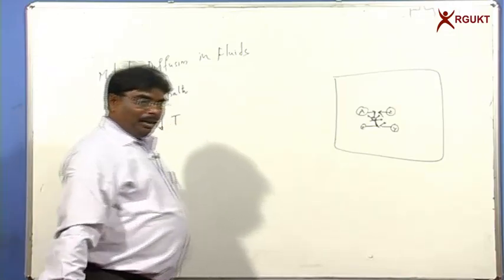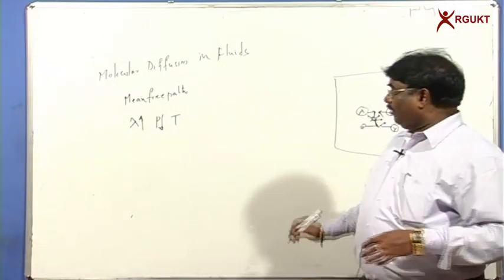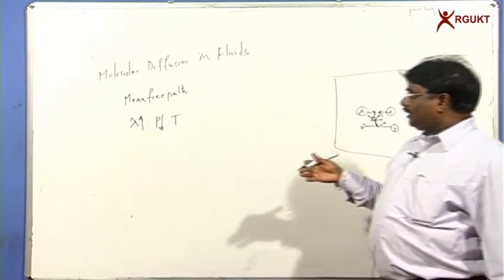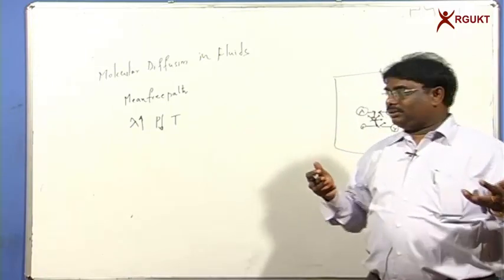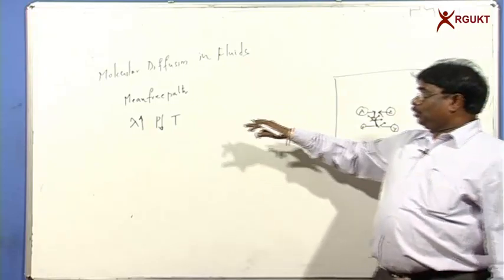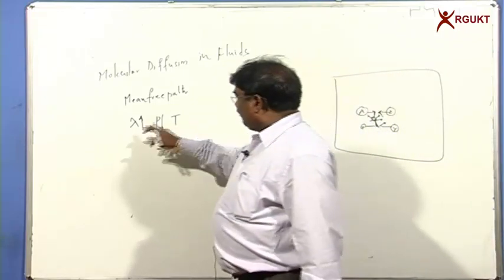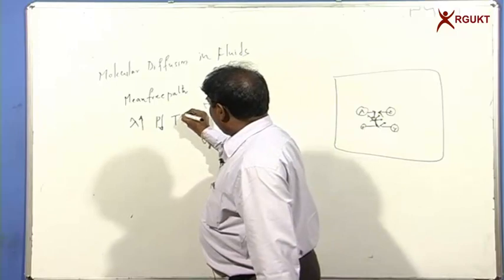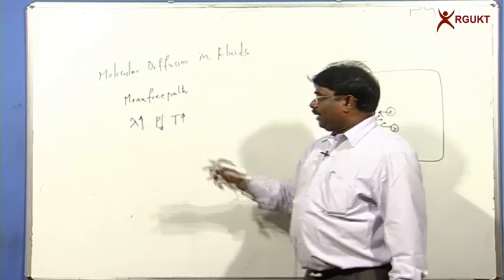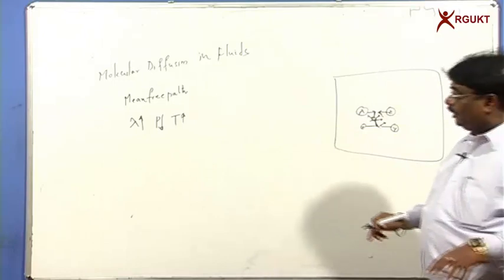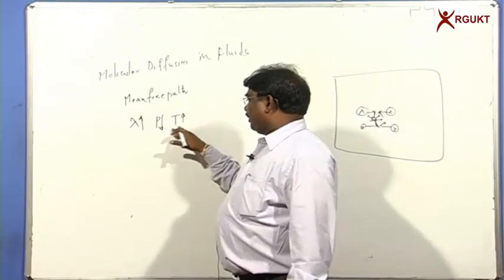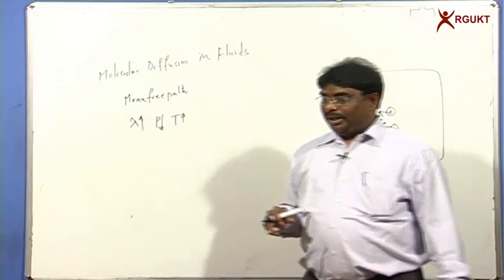And at the same time, when you increase the temperature, then what will happen? The translational kinetic energy is going to increase. The molecules are going to travel a longer distance before the collision takes place. So that means lambda is going to increase with increasing temperature. So the mean free path, that is the distance traveled by the molecule before collision occurs, is going to increase with decreasing pressure, or increasing temperature.